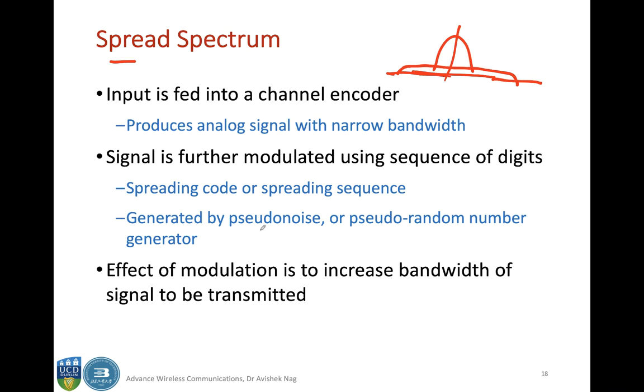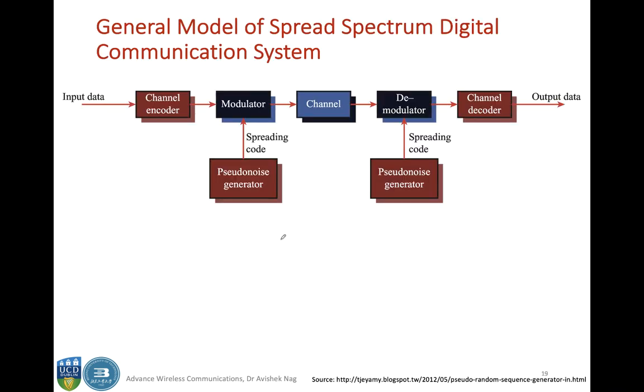And the spreading sequence is generated using a pseudo random number generator. So let's move on, and we will come to the details of this gradually. So this is the general model of a spread spectrum digital communication system.